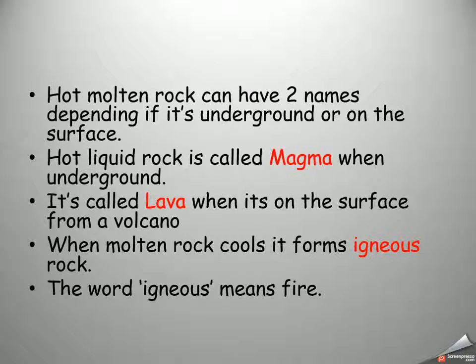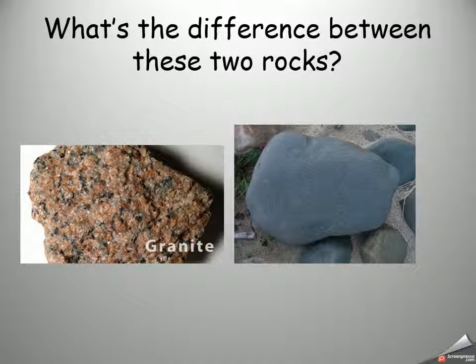What's the difference between these two rocks? Well, if you look closely, you can see that these crystals are so small, in fact, you can't see them. Whereas these crystals are quite big, you can see them everywhere, can't you? Like granite. So there was a difference between where these two rocks cooled.